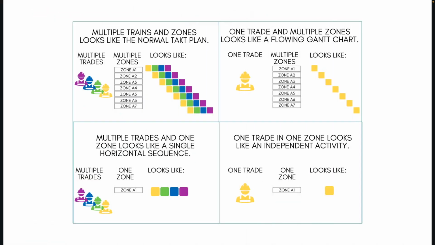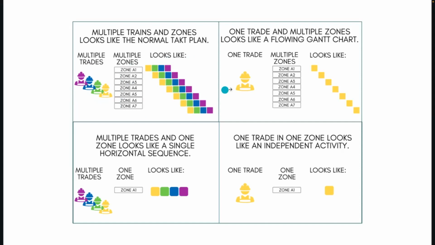So I want to show you this graphic. Really, it's just a multiple or different variations between how many trades you have and how many zones you have. So let's look at this. Multiple trades and zones looks like a normal Takt plan. So if you have multiple trades and multiple zones, the format in a time by location format will end up looking like the typical Takt phase.